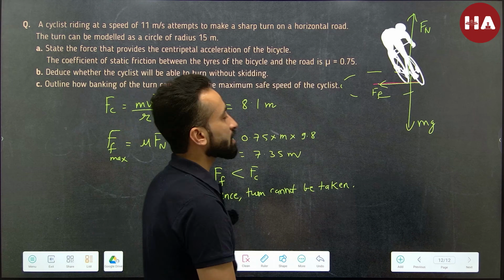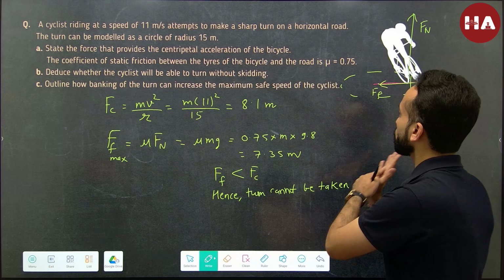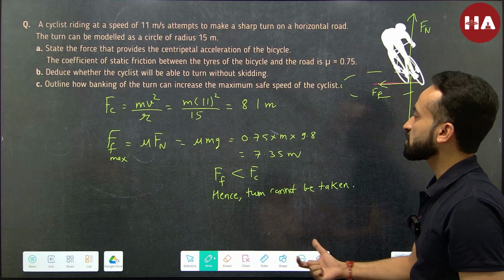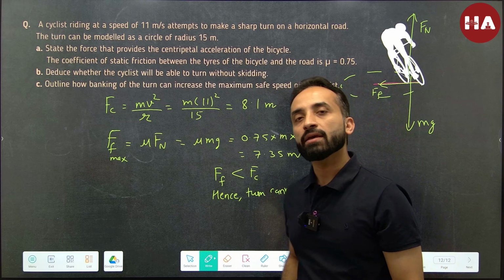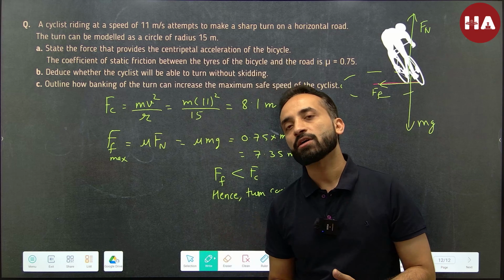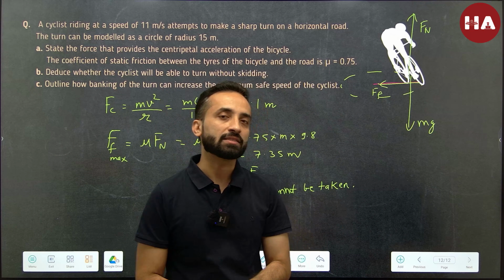Outline how the banking can increase it. If we would have banked the road here, then obviously this turn would have been possible. Why? Because banking will also have a normal contact force helping you take the turn.